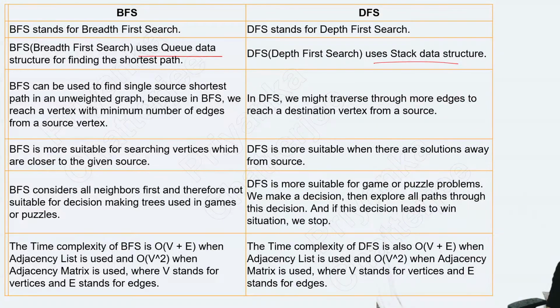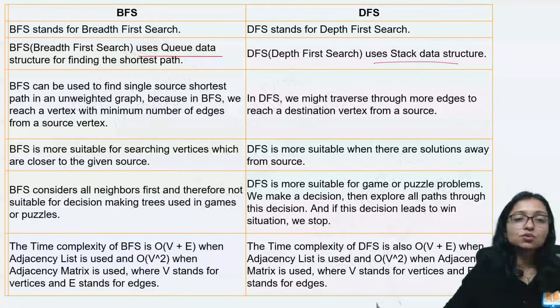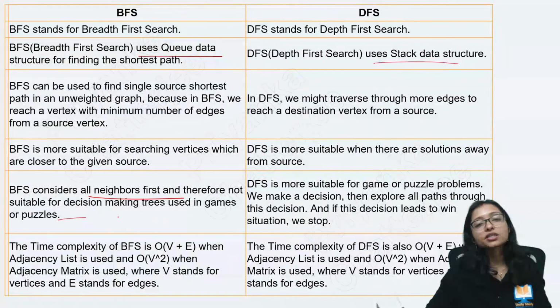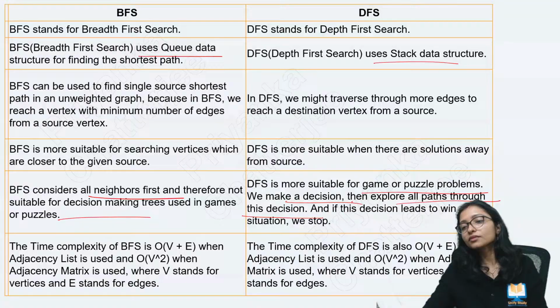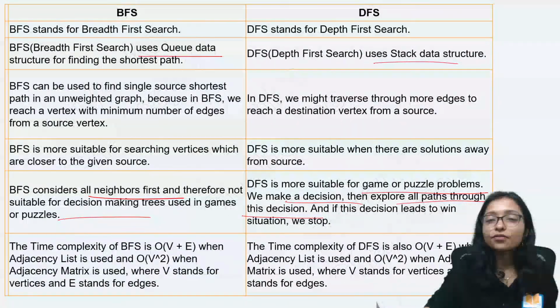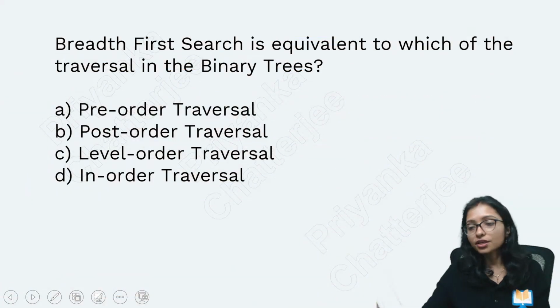And some applications: BFS always considers the neighbor first, suitable for decision making trees and used in game puzzles. That's why it is the main important point. And DFS is suitable for game puzzle problems, decisions, exploring the path through these decisions. This is the main difference between DFS and BFS, right?